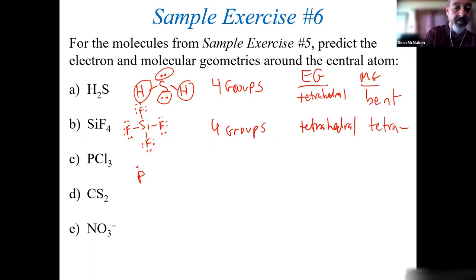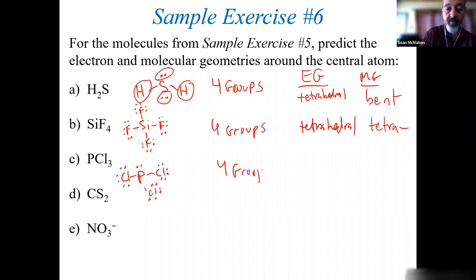PCl3. If you remember from last time, this is what we had. So 4 groups, right? So tetrahedral. What are the 4 groups? Well, we have 3 chlorines, 3 atoms, and 1 lone pair. Because there's a lone pair, the molecular geometry is different. What is that? Pyramidal.